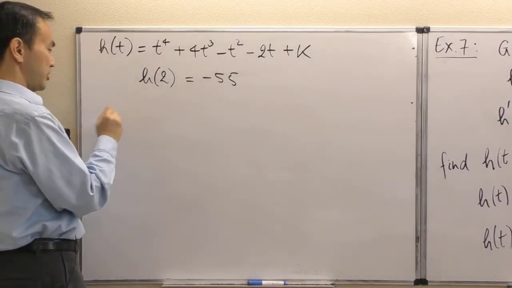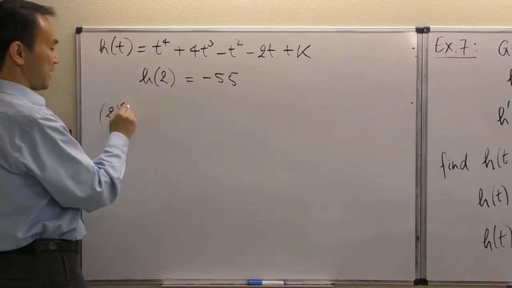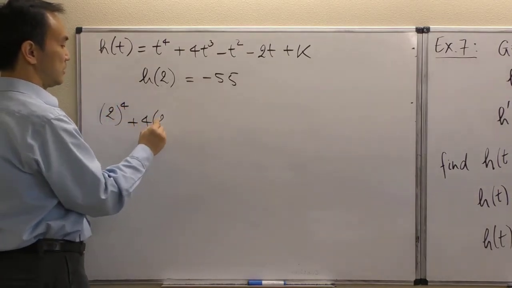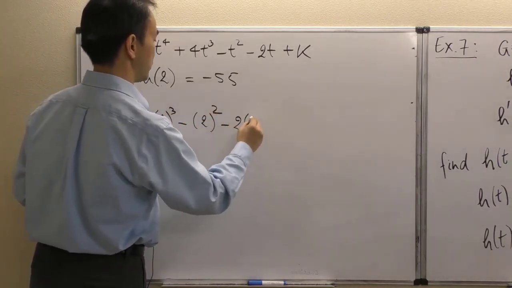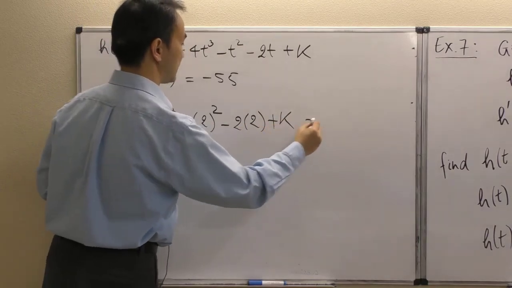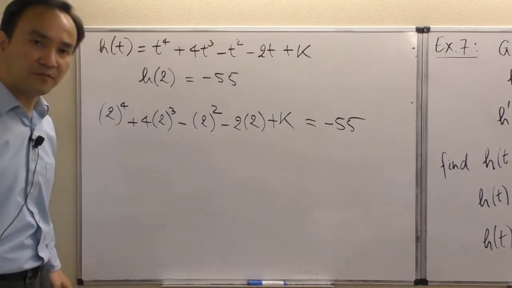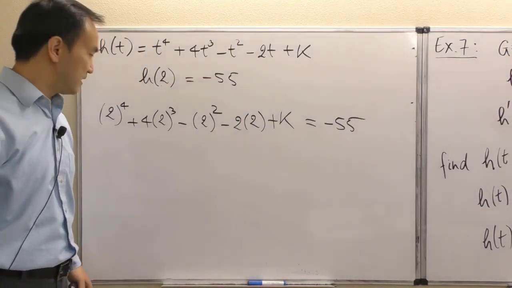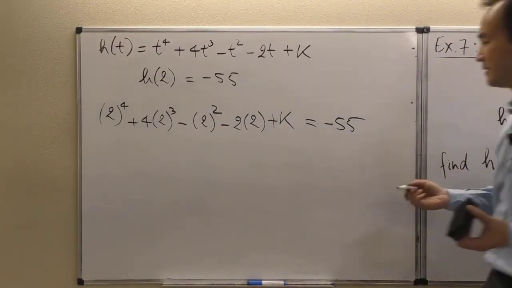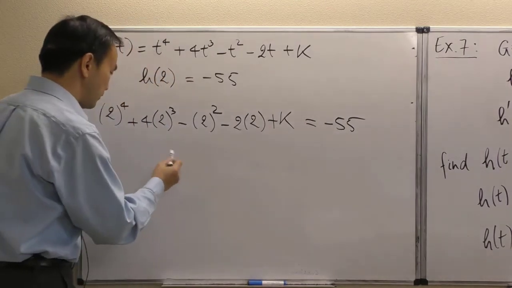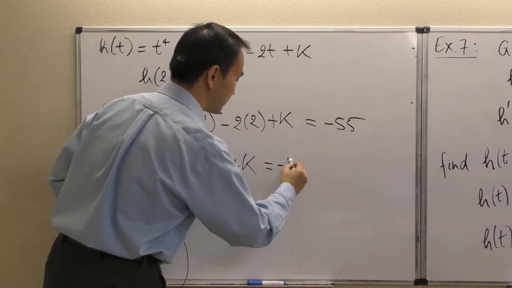So h of 2 is going to give me 2 to the fourth power plus 4 times 2 cubed minus 2 all squared minus 2 times 2 plus k. And all of that there needed to be negative 55 as the requirement was indicated. And so now we have 40 plus k equals negative 55.